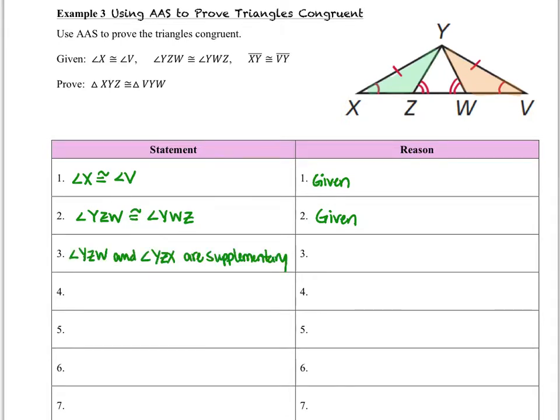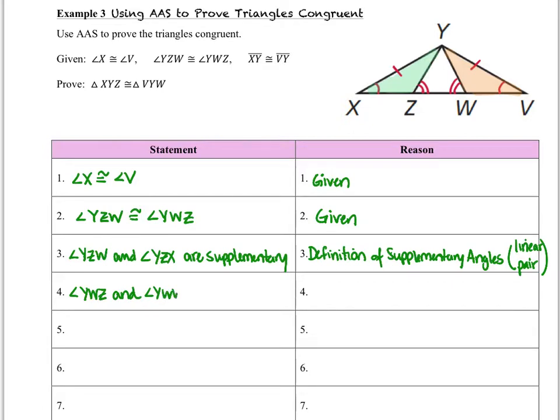The reason for that, of course, is because they form a linear pair, and one of the requirements of being a linear pair is that they have to be adjacent, which they are, but in addition to that, they have to be supplementary angles. Our next line is going to look very similar because this time we're looking at the other side, and angle YWZ and angle YWV are also supplementary, and our reasoning is going to be exactly the same for reason 4.